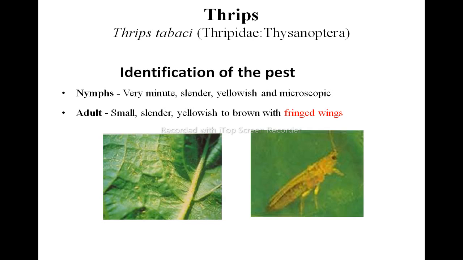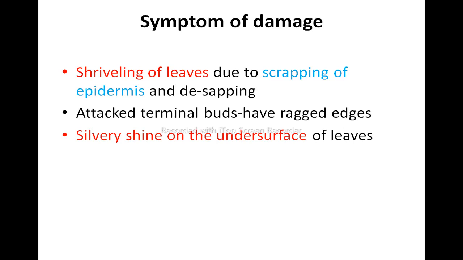Thrips. Third insect pest of the cotton is thrips. Thrips tabaci, Thripidae family, Thysanoptera order. Identification of the pest. First, nymph. It is a very minute insect. It's slender and yellowish. And adult, it is also small, but it bears fringed wings. And thrips have rasping and sucking type mouth parts. In thrips, the right mandible is absent.